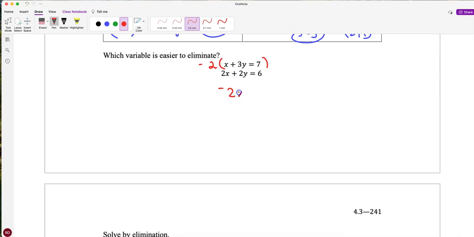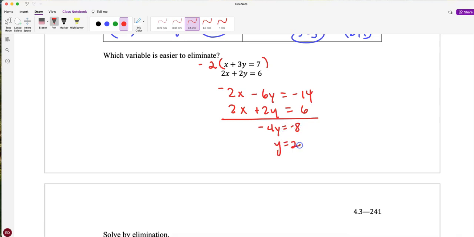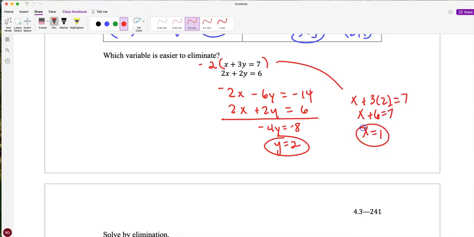That gives you negative 2x minus 6y equals negative 14. And then 2x plus 2y equals 6. Add these to get negative 4y equals negative 8, or y equals 2. If y is equal to 2, go back to either equation. x plus 3 times 2 is equal to 7. x plus 6 equals 7. x equals 1. So your solution is the point (1, 2).